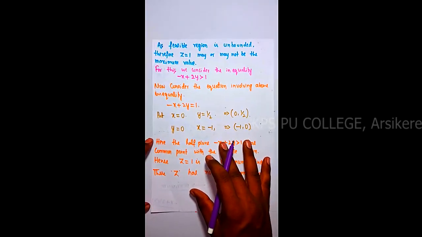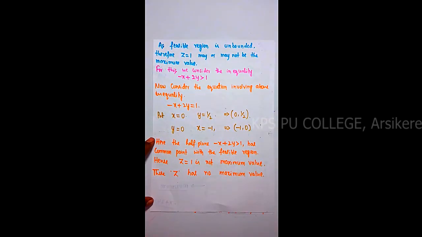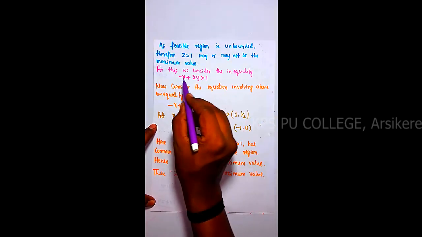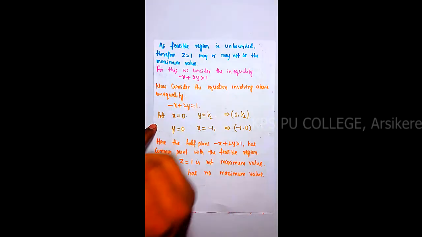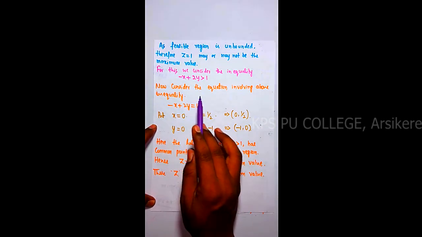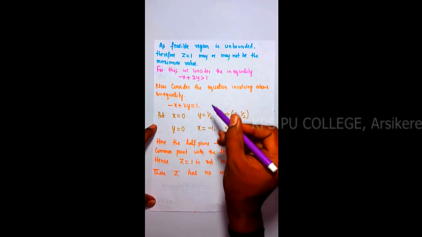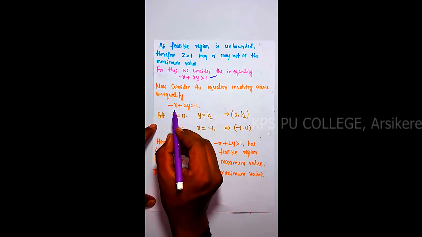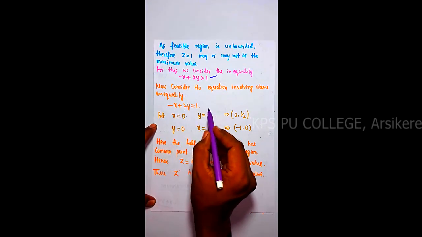Next step. As the feasible region is unbounded, therefore z equal to 1 may or may not be the maximum value. For this we have to consider the inequality -x + 2y greater than 1. Now consider the equation involving this one. We have to draw the graph for -x + 2y greater than 1. For the inequality, the equation becomes -x + 2y is equal to 1.